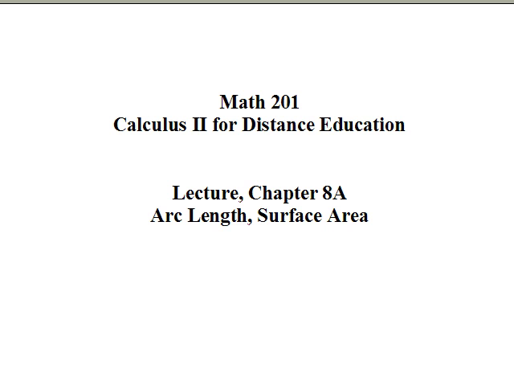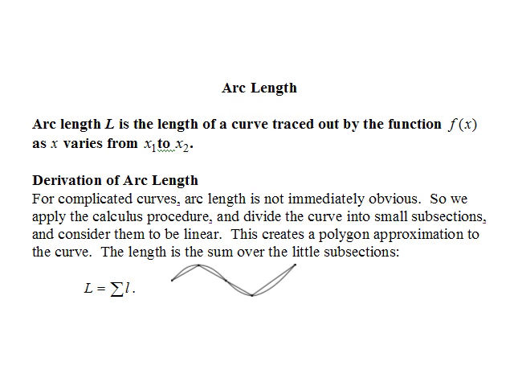This is lecture 8A for Calculus 2 on arc length and surface area of a solid of revolution. First, we derive the expression for the arc length, since this expression is then used in the surface area for the solid of revolution. What we're trying to calculate with arc length is the length of a curve traced out by some function f of x between two endpoints, which we're calling x1 and x2.